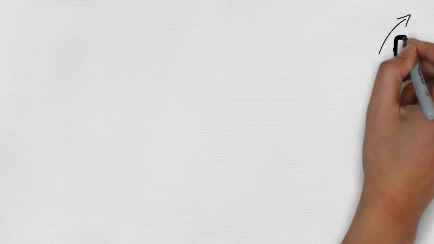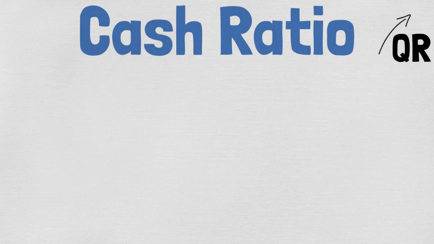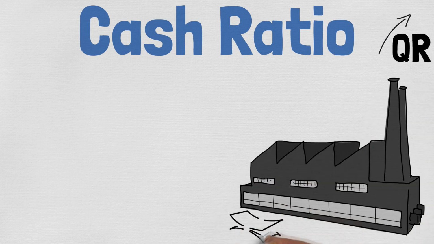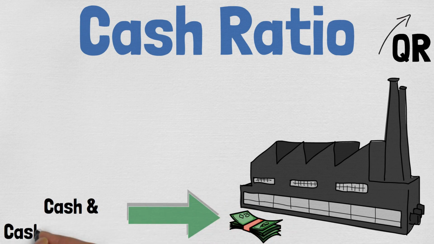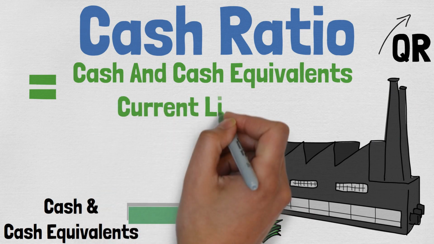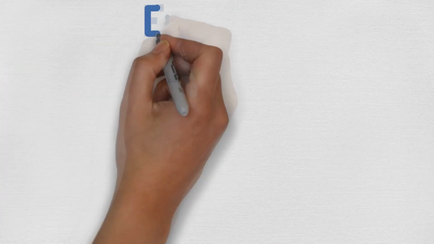We have talked about the current ratio and the quick ratio, so let's go through one more liquidity ratio, the cash ratio. It is again a ratio that tells us the company's ability to pay its short-term obligations. Unlike the quick and the current ratio, the cash ratio only takes cash and cash equivalents into account. The cash ratio can be calculated simply by dividing cash and cash equivalents by the current liabilities. You can find the cash and cash equivalents and the current liabilities from the balance sheet.